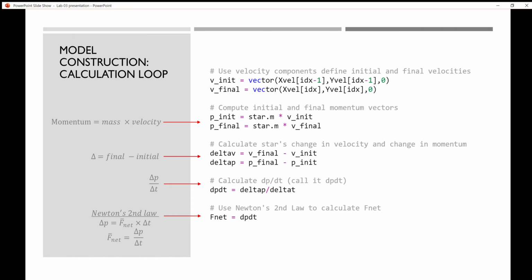Next, in the calculation loop, I used the momentum principle to define the initial and final momentums, being mass times its velocity. Then, using the notion that the change in anything is the final value subtracted from its initial value, I calculated the change in velocity and the change in momentum. Next, I defined dp/dt as being the change in momentum divided by the change in time. Finally, using Newton's second law, I deduced that F-net is equal to dp/dt by isolating F-net in the equation and also looking at the line of code above.